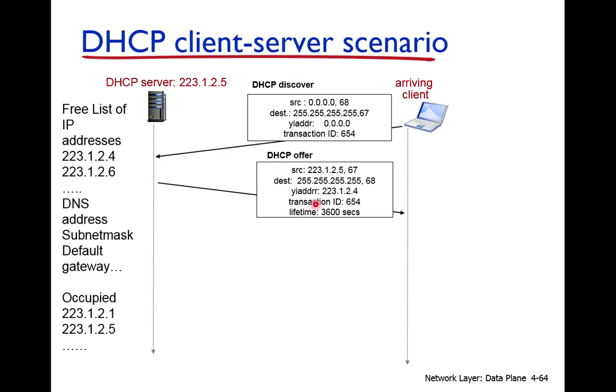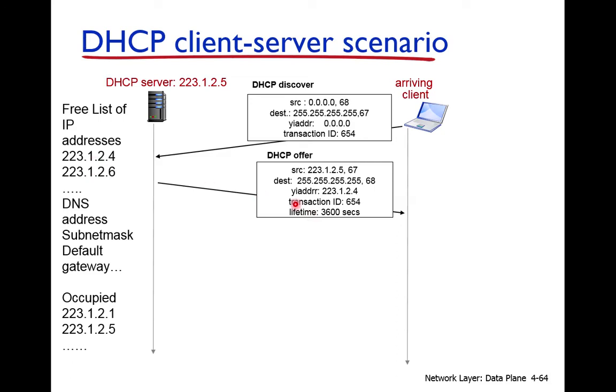And this is the lifetime: if this IP address is assigned to you, it will be valid up to 3600 seconds. So if you want to use it up to this time, it's okay. But if you want to use it beyond this time, then the client has to renew this IP address from the DHCP server. So you can see that the DHCP offer message has this source IP address, and the destination is this, where "your IP address" means that this server will assign this IP address to the client.